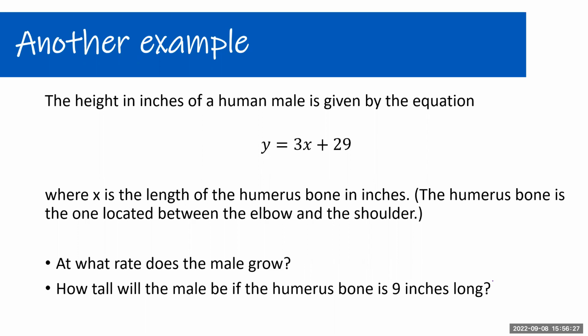But if we measure the length of that humerus bone, we can get an idea of how tall a human male is. So the first question that we have is, at what rate is the male growing? Well, the 29 is irrelevant to how fast he's growing. 29 is where it starts, okay? But it's telling us that for every, remember the rate is our slope, this is telling us for every 1 inch that the humerus grows, the height increases by 3, okay?